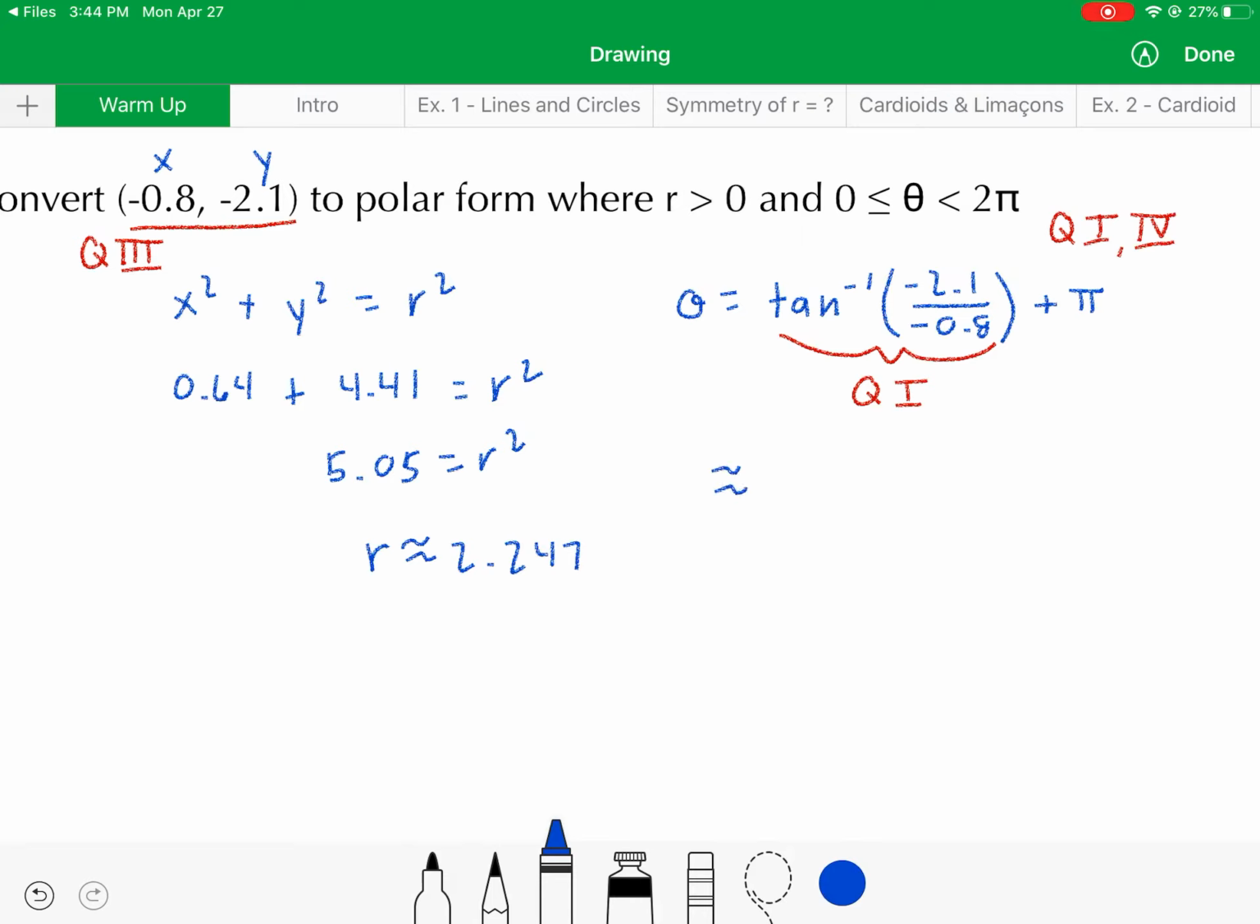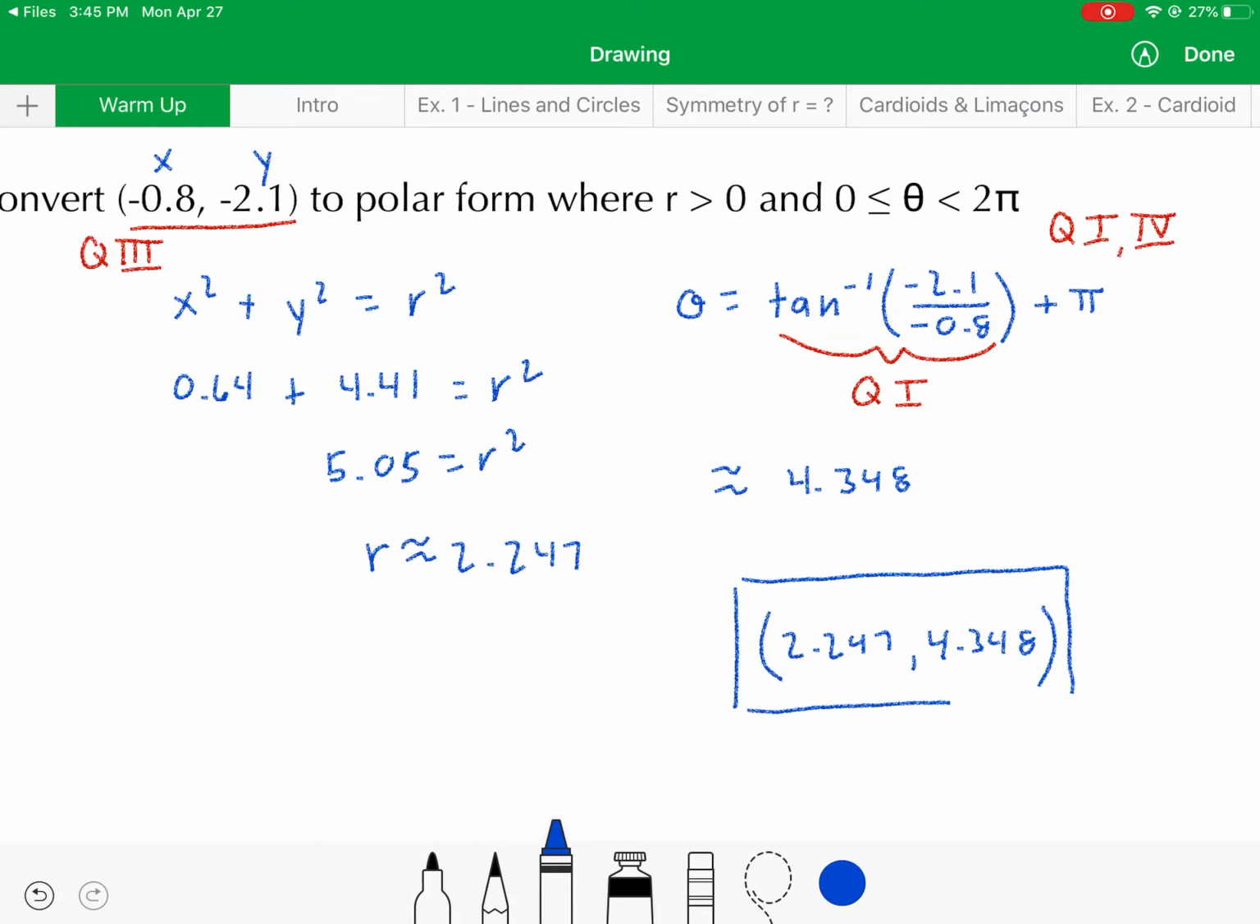If I find inverse tangent and then I add pi, I should wind up with 4.348 in this case. So my point is 2.247 for r, 4.348 for theta. All right, just wanted to clear that up in case you missed that last week.